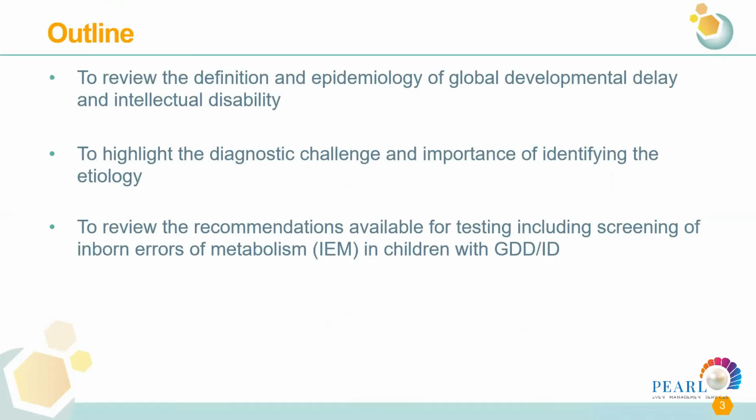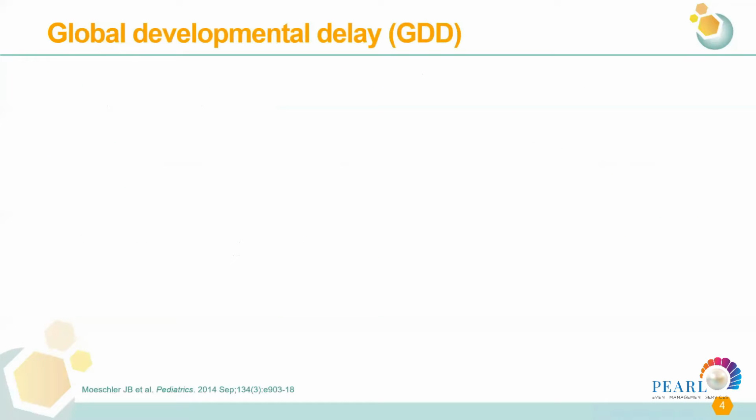The outline of my talk will include first reviewing the definitions and epidemiology of global developmental delay and intellectual disability. Second, highlighting the diagnostic challenge and importance of actually identifying the etiology. Third, to review the recommendations which are available for testing, including screening for inborn errors of metabolism in children who have global developmental delay and intellectual disability. So let's start by reviewing some of the definitions.